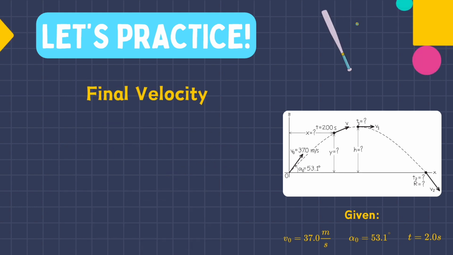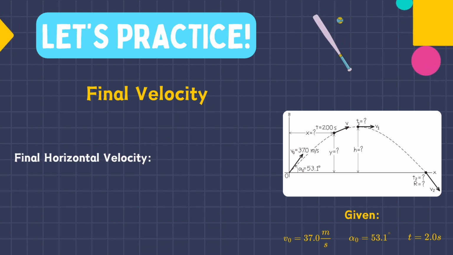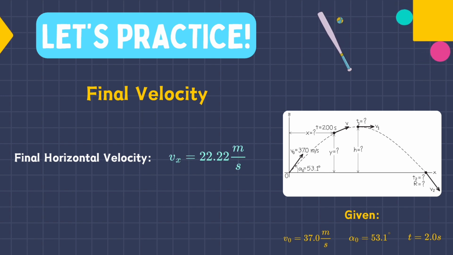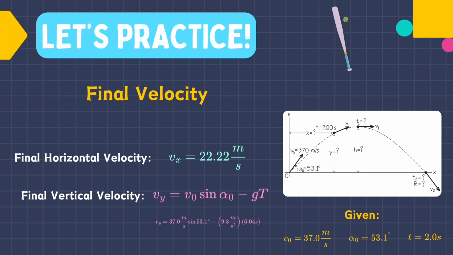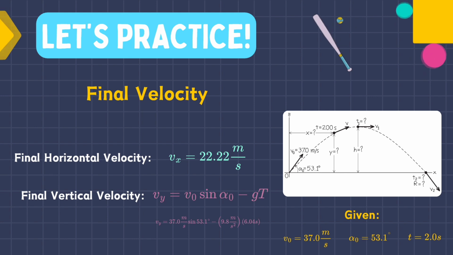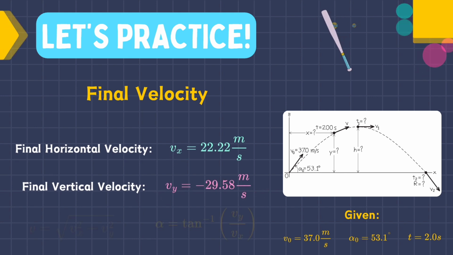Lastly, for the final velocity, we note two things. Since Vx is constant, the final horizontal velocity must be the same as it was initially and at t equals 2 seconds. Vx equals 22.22 meters per second. Meanwhile, for the final vertical velocity, we again use a time-dependent equation. Note that we have used capital T to find the velocity after the time of flight has elapsed. This gives Vy equals negative 29.58 meters per second.